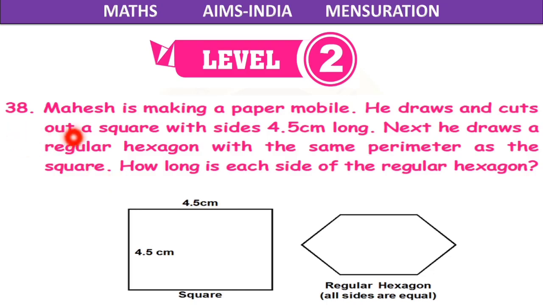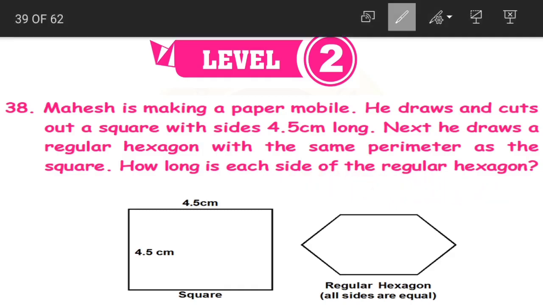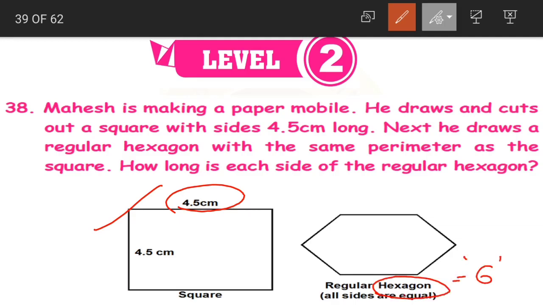Coming to question 38. Mahesh is making a paper mobile. He draws and cuts out a square with side 4.5 centimeter long. Next he draws a regular hexagon with the same perimeter as the square. How long is each side of the regular hexagon? Now we are having the square with sides 4.5 centimeters. And we have a hexagon. Hexagon means a shape which is having 6 sides.